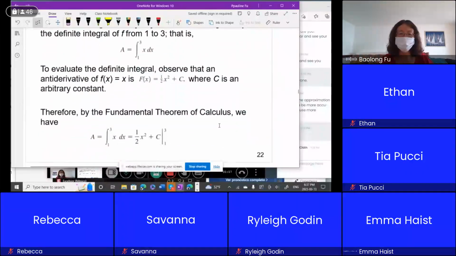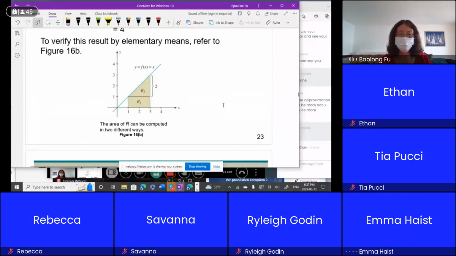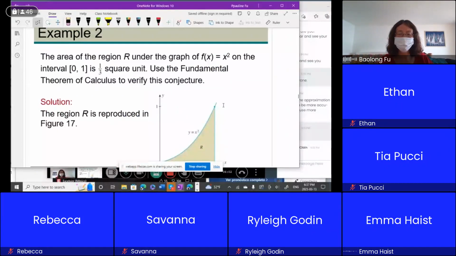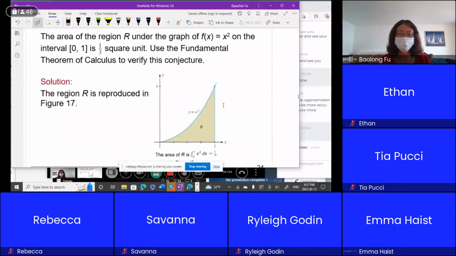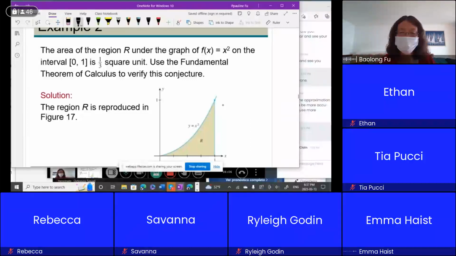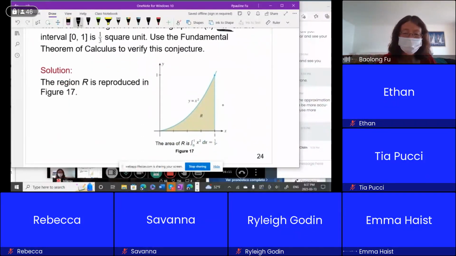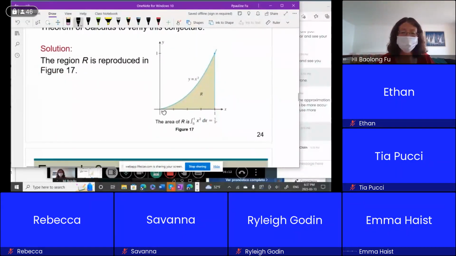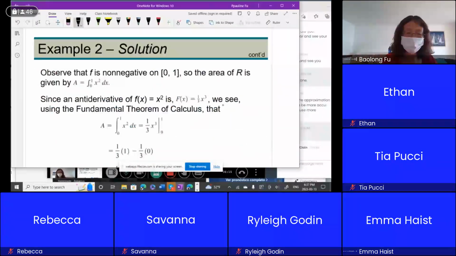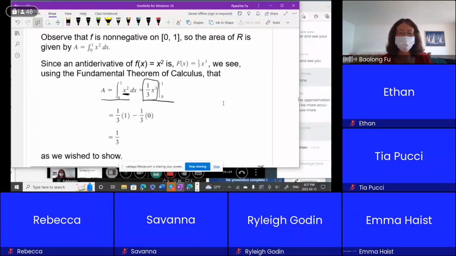All right, so we did this and we verified this. We also did this question, which asks you to calculate the area under x squared from 0 to 1. We found the antiderivative function, it is 1/3 x cubed, and plug in 1, plug in 0 to get the result.